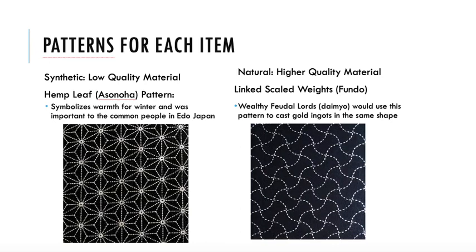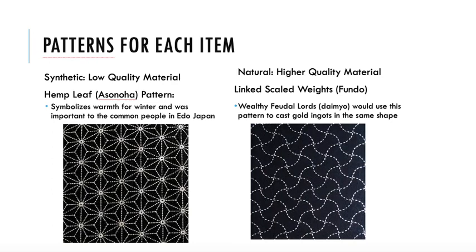For the mitten, or the low quality material, I will be using the hemp leaf pattern, and this symbolized warmth for people in Edo, Japan, and it was important to them because it represented the hemp plant, which was used in a lot of the things that they made. I think it was fitting to use the hemp leaf for the mitten because it does symbolize warmth and it's a winter item.